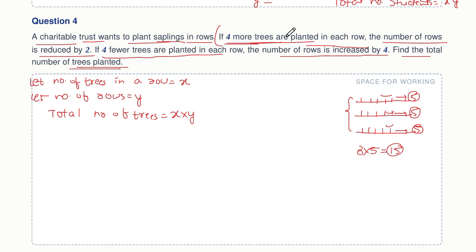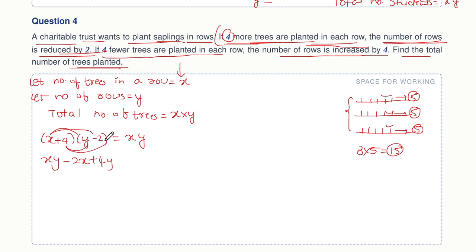If 4 more trees are planted in each row, okay, so number of trees in each row is x. So 4 more trees means x plus 4. Multiply by, the number of rows is reduced by 2. So number of rows means y, reduced by 2 means y minus 2. So if you multiply this, we'll get total number of trees, which is x into y. Okay, that is not changing. So multiply it: x into y, xy, x into minus 2, minus 2x, 4 into y, plus 4y, 4 into minus 2, minus 8 is equal to xy.